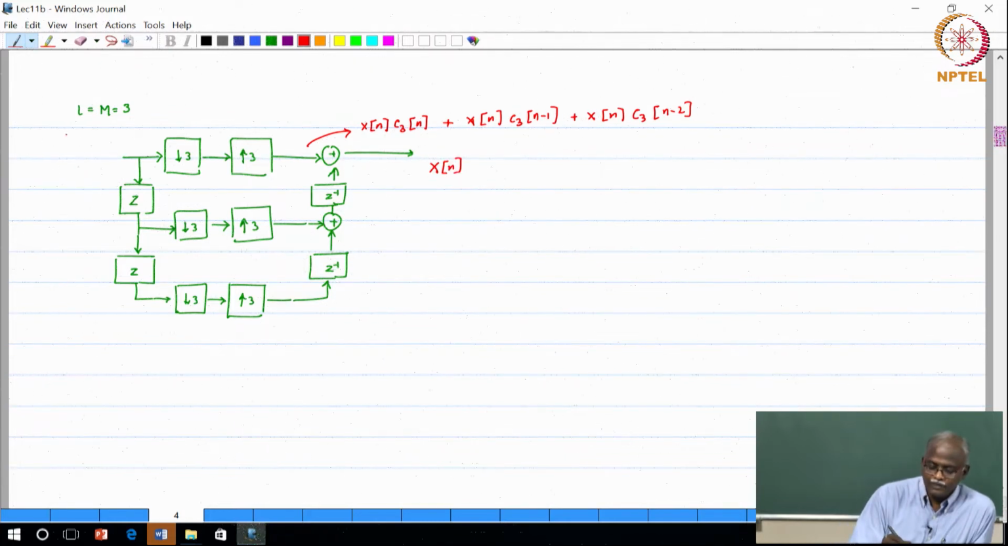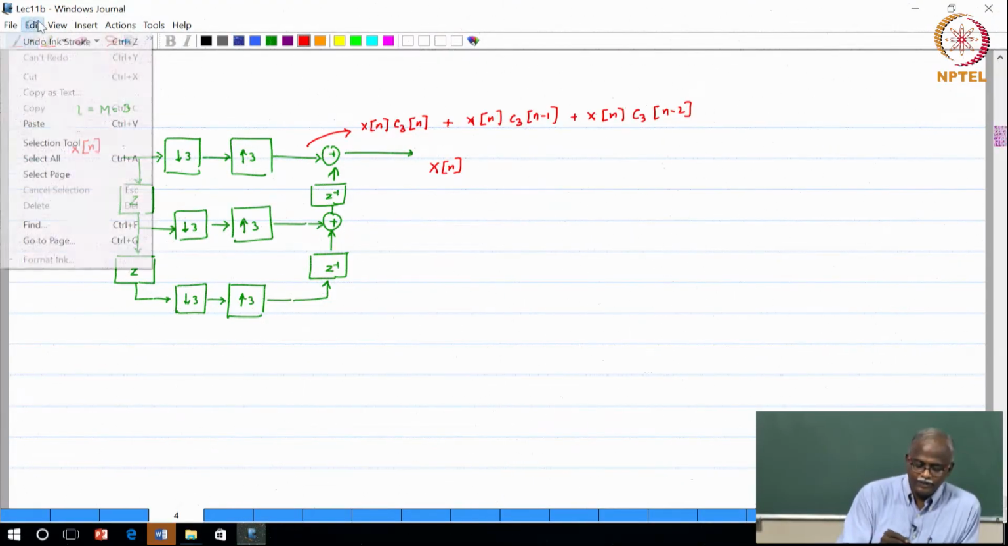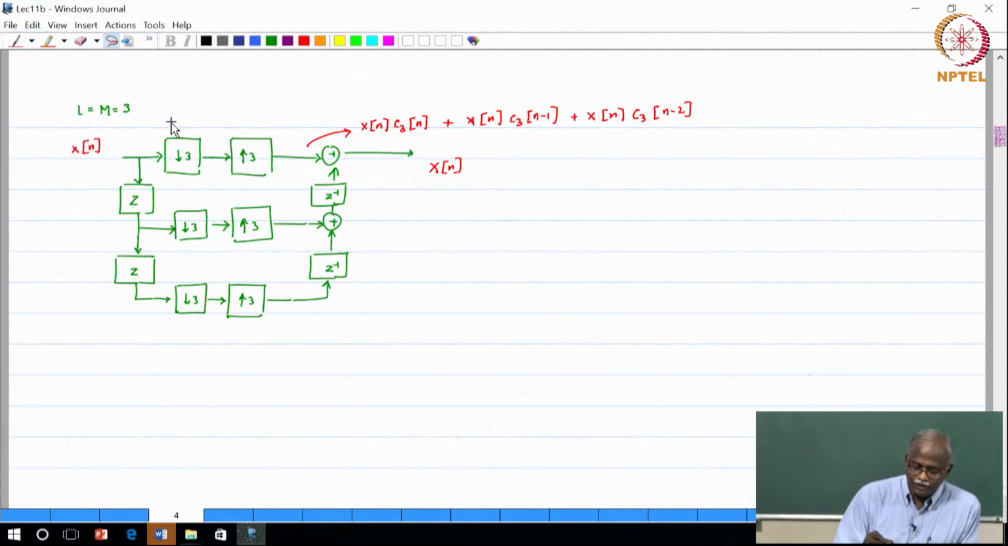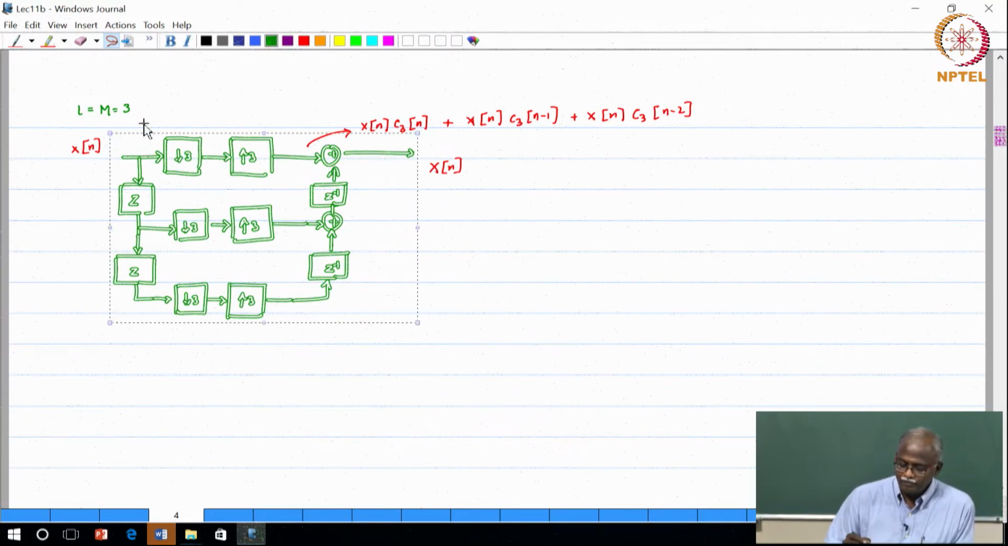Okay. So, if this is x of n, the output will turn out to be x of n, and I think you can either draw it or visualize it, whichever way you want to justify. Okay. Now, just want to make sure that you are comfortable with this. So, let me give you a task which I am sure you will find interesting.